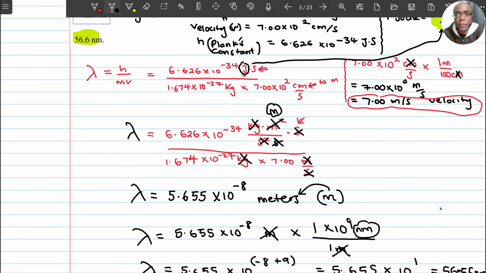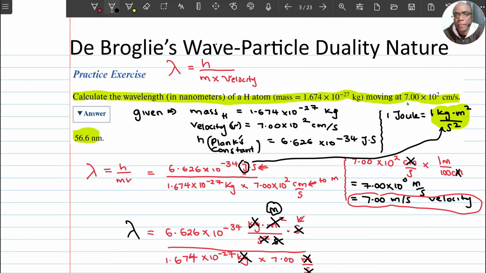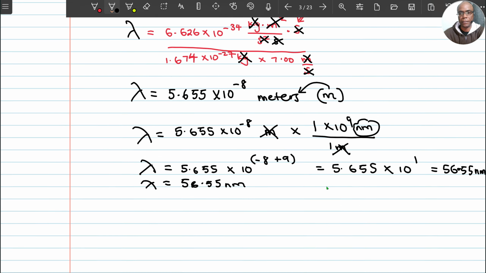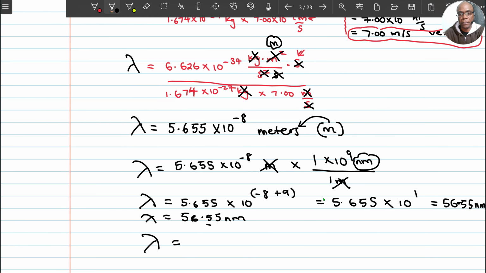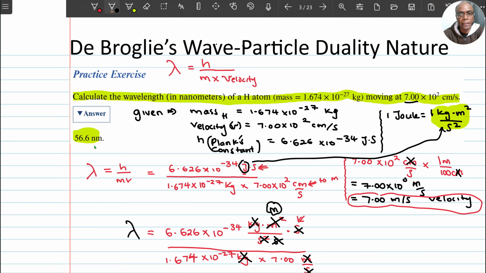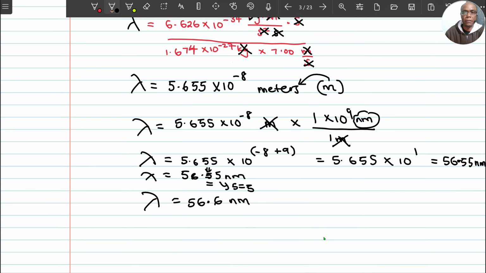Now I can report it to 3 significant figures. I see I have 7.00. Those zeros are significant. So my wavelength will be equal to, I need to stop here. I see that 5 equals 5, so I'll round the 5 to 6 here. That 5 will be rounded to 6, so it will be 56.6 nanometers. The answer given here is 56.6 nanometers. So we're good. That's the final answer asked for. Done.